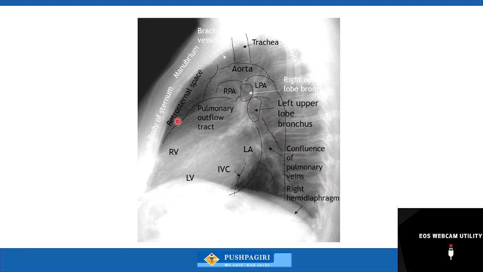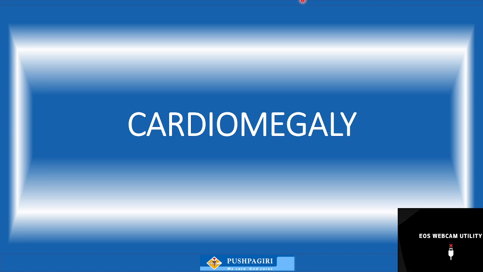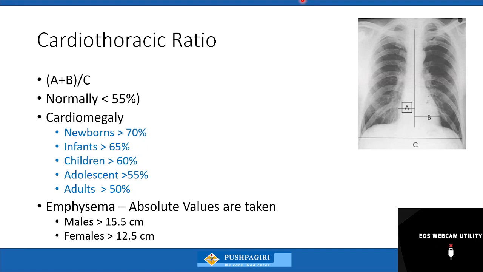So coming to cardiomegaly, how do we determine cardiomegaly in a PA chest x-ray? Important is the cardiothoracic ratio, we all know. From the midline, we draw a straight line, and from there we measure to the maximum outer border of the right heart border, and to the maximum outer point of the left heart border. That is A and B. A plus B should be less than 55% normally. Actually, it's not 50, it's 55%.